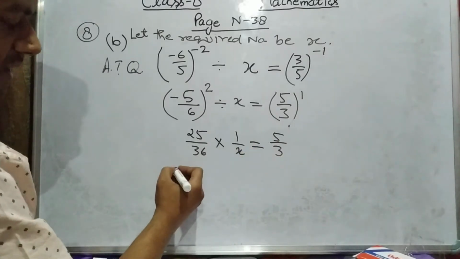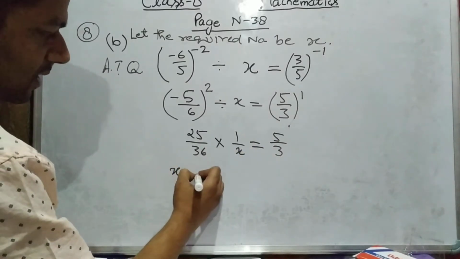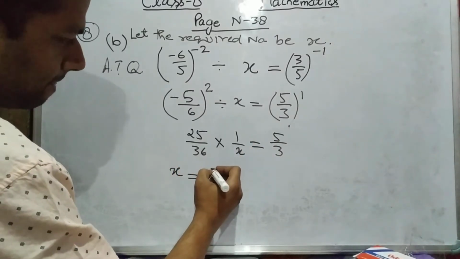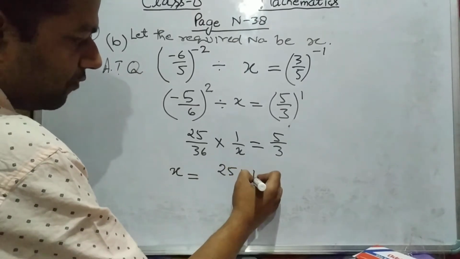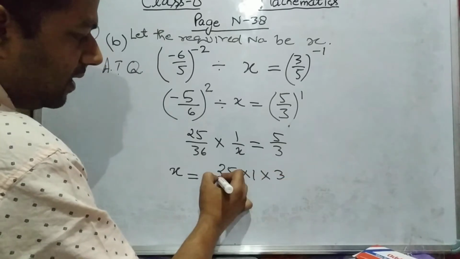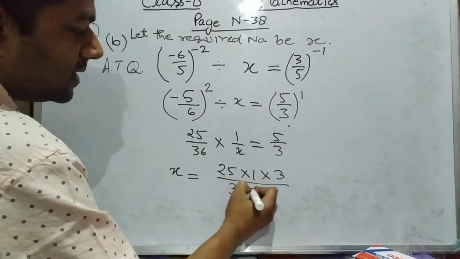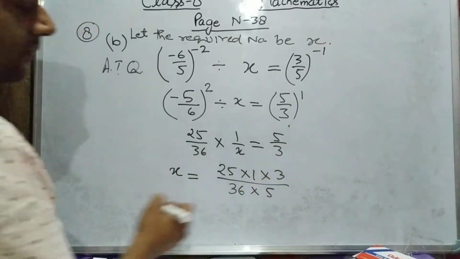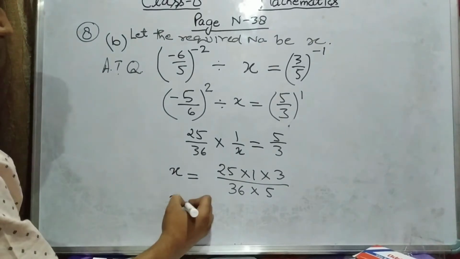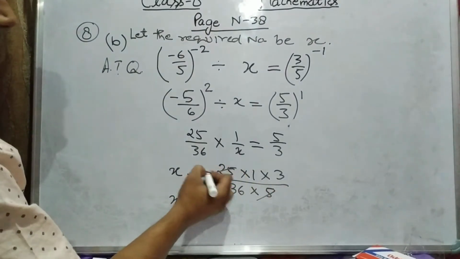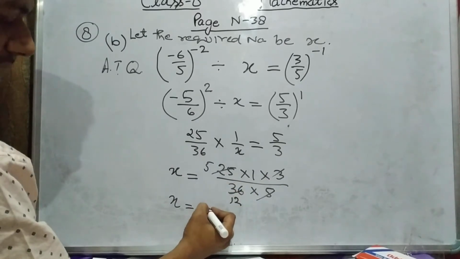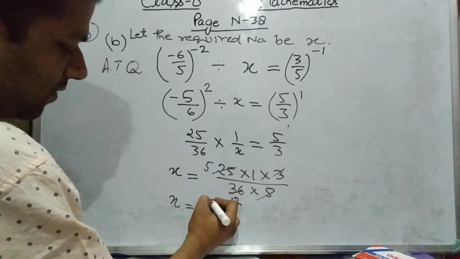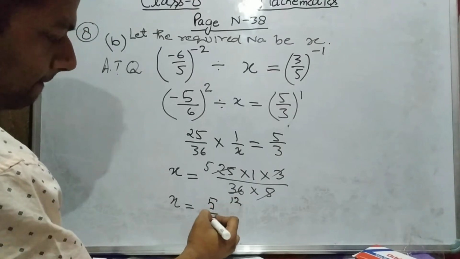Now simply find the value of x. x is equal to 25 multiplied by 1 multiplied by 3 upon 36 multiplied by 5. x equals 5 upon 12. The right answer is 5 upon 12.